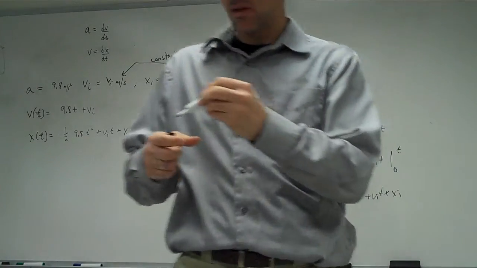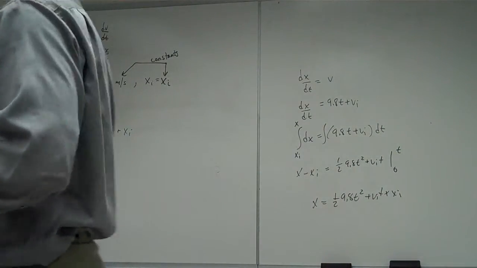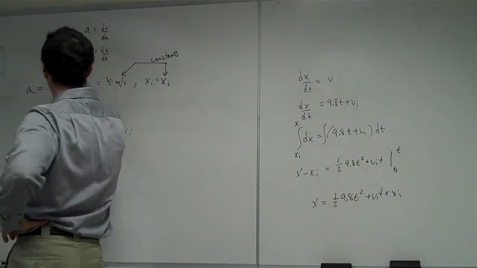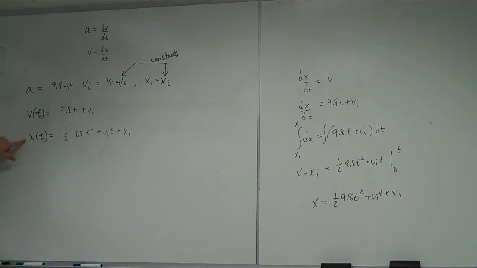You should get, for velocity, 9.8t plus vi. I didn't show the work for that. And then for the second part, I did show the work.